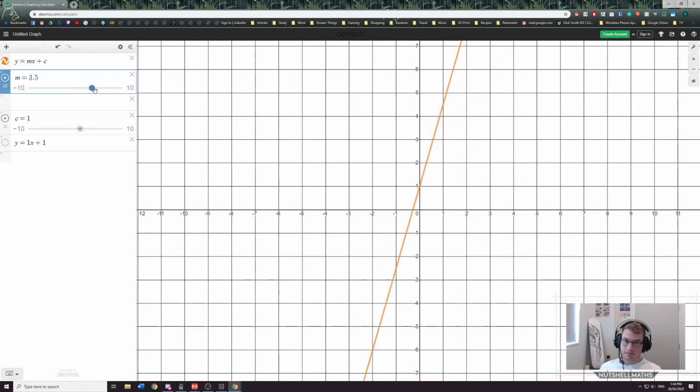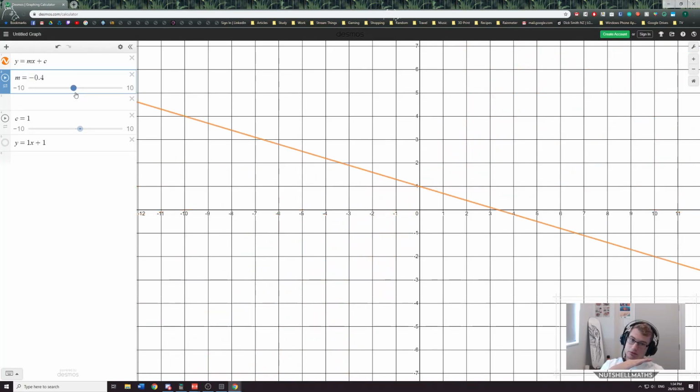Is this what you're expecting? The angle gets sharper and sharper. The slope gets steeper, right? As we increase the gradient, the slope gets steeper. And as we decrease the gradient, it gets less steep.